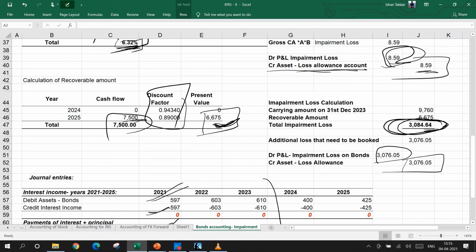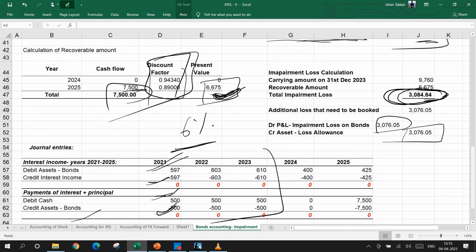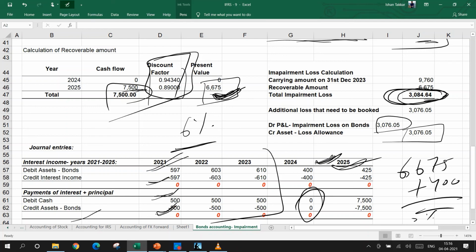I hope it's clear. And now you will start showing your interest income on 6,675, and the rate of interest is 6%, and you've discounted with the same rate. So you will be showing interest income of 400. There is no cash receiving, so zero. You will add this 6,675 plus 400. So you would be showing this amount in your balance sheet, that asset account. And on this, you would be charging 6% in the last year. So you'll be showing an income of 425. And then if you add 6,675 plus 425, it comes out to be 7,500. I hope it's clear.